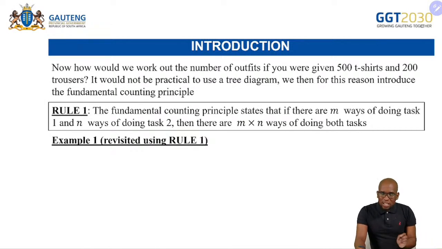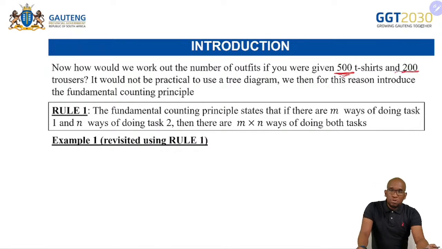Now, what if we were given 500 t-shirts and 200 trousers? Now, you see that it would not be practical for us to draw our tree diagram to try and find the number of outfits that we can wear. It would be a very tedious task to try to attempt that using a tree diagram. That is why now we introduce rule 1, the fundamental counting principle.